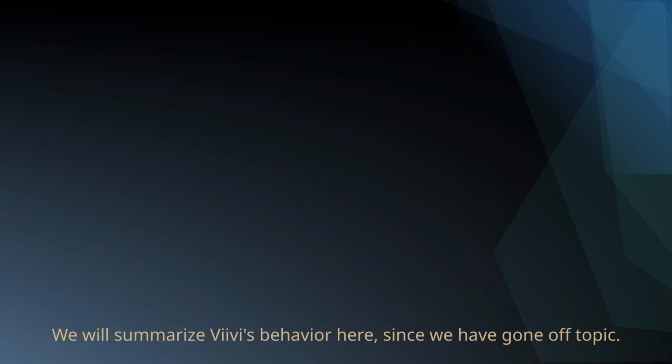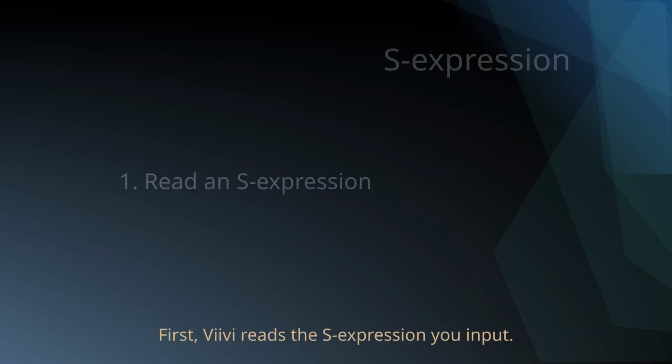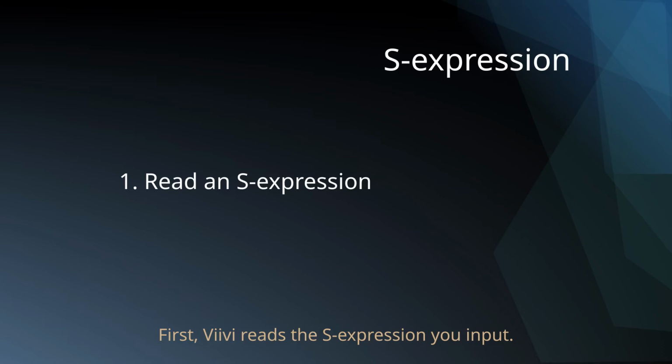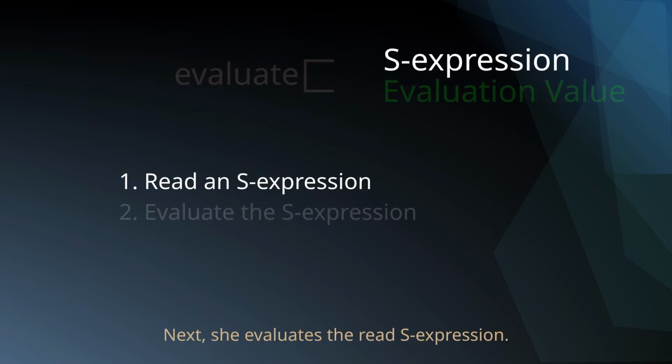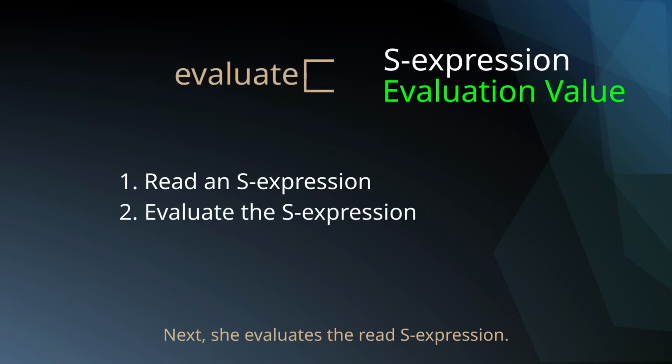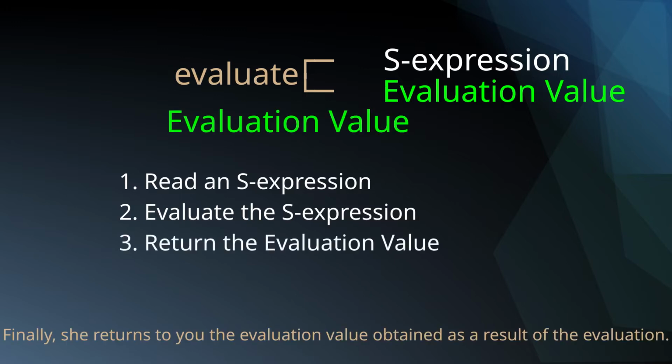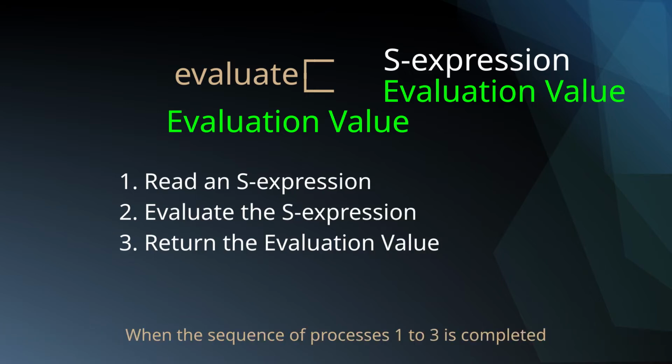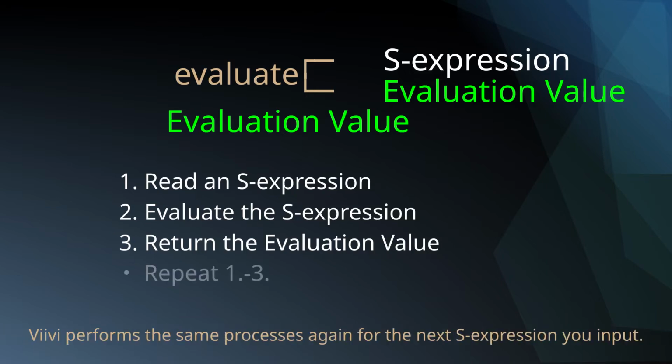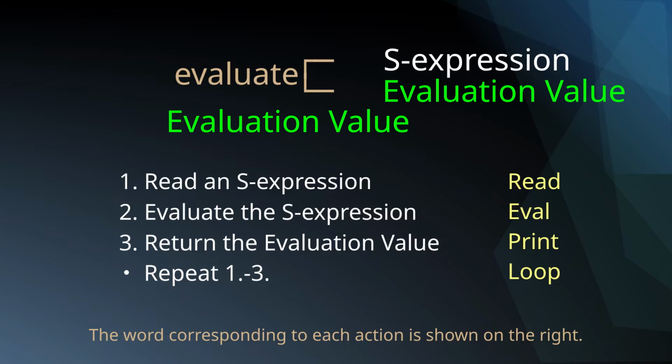We will summarize Viivi's behavior here, since we have gone off topic. First, Viivi reads the S expression you input. Next, she evaluates the read S expression. Finally, she returns to you the evaluation value, obtained as a result of the evaluation. When the sequence of processes 1 to 3 is completed, Viivi performs the same processes again, for the next S expression you input. The word corresponding to each action is shown on the right.